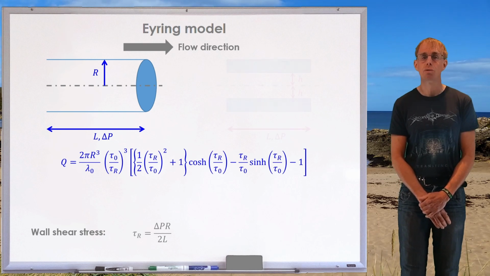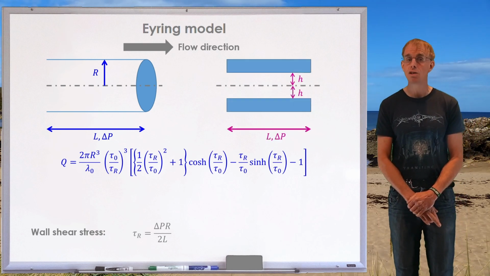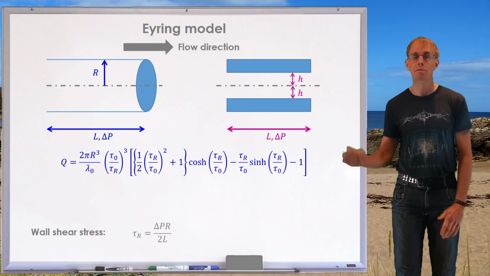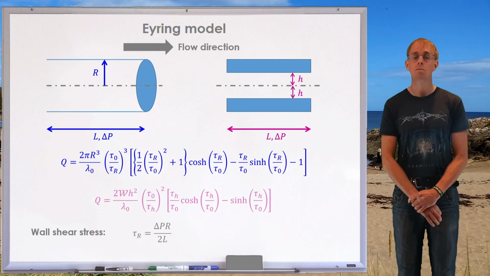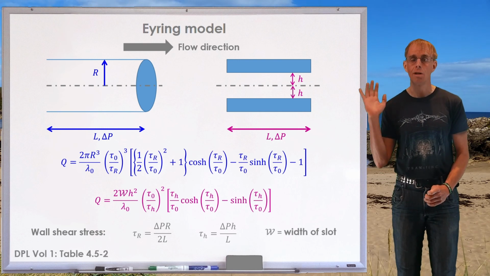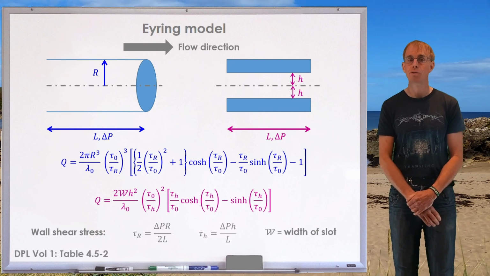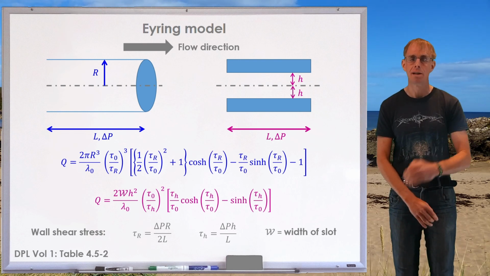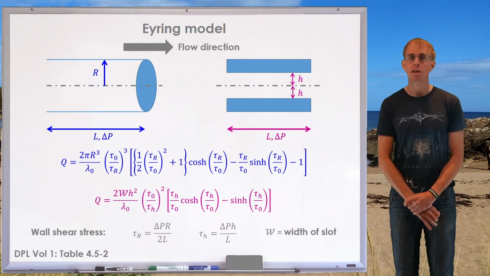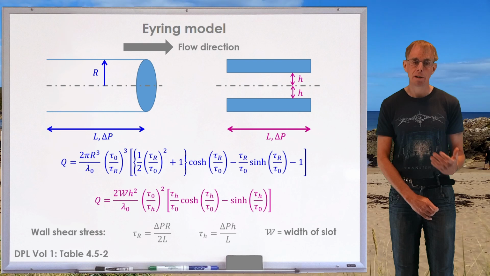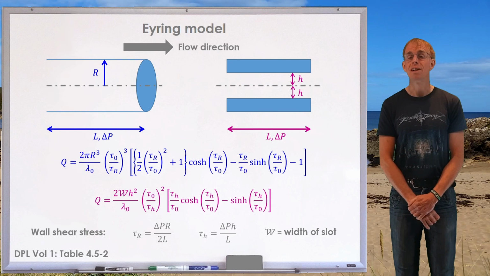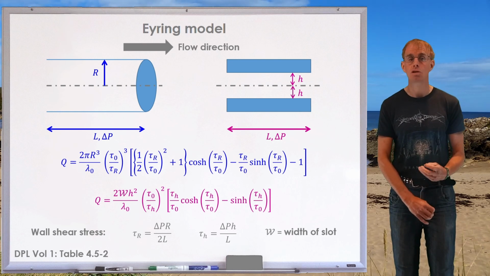There's also a solution for slot flow. If we have a slot of height 2h, and again of length L, and a pressure drop of delta P across that length L, we have another solution that we can use in terms of volumetric flow rate and wall shear stress. And the script character capital W there is the width of the slot into the screen, into the page. Again, if you want to learn more about the Eyring model, beyond what I've said here, have a look in Bird, Armstrong and Hassager's Dynamics of Polymeric Liquids, Volume 1, and Table 4.5-2 details some more solutions of the Eyring model.